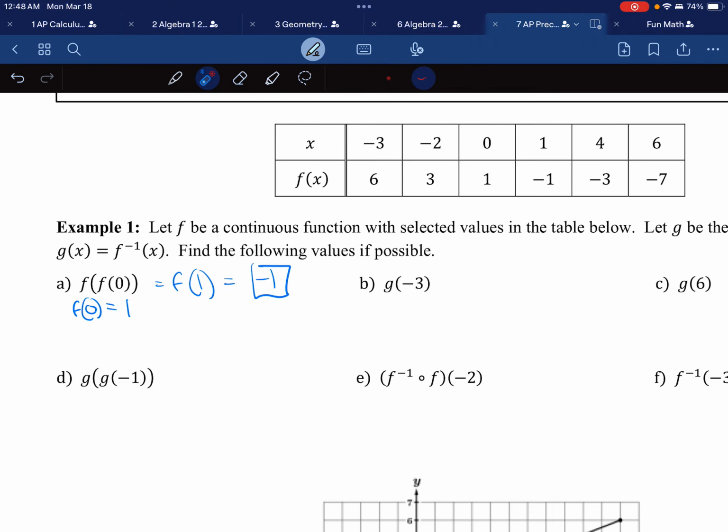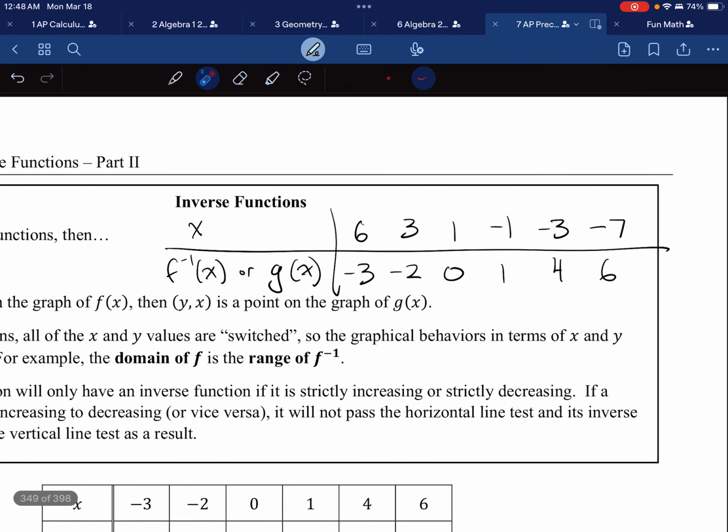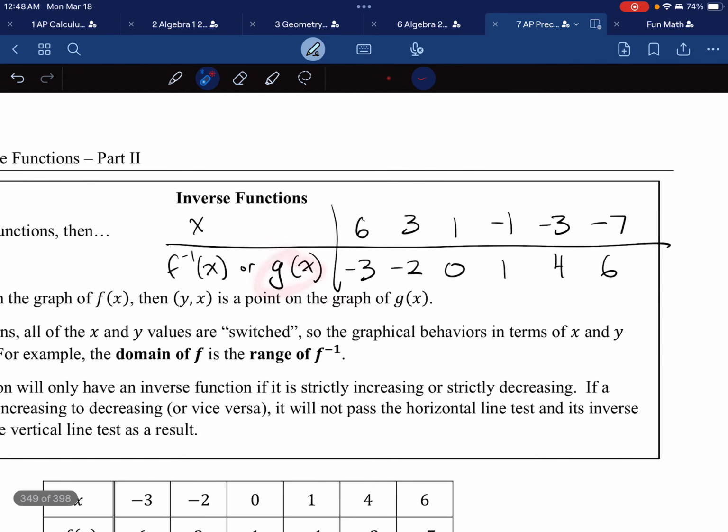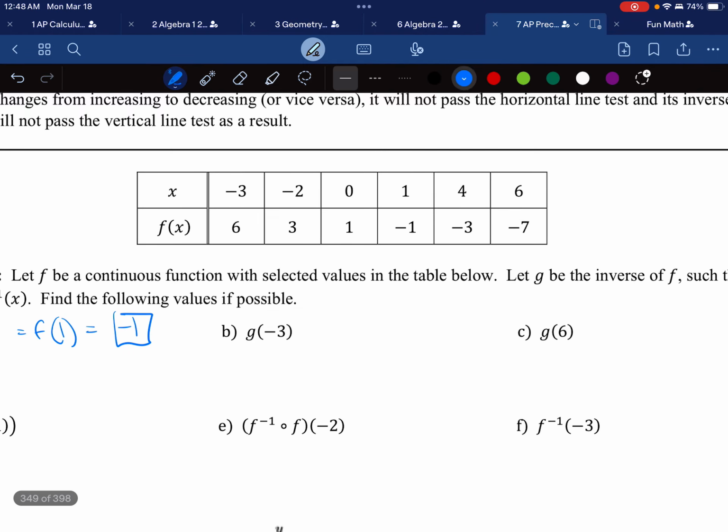All right, I need to do g of negative 3. And I have my inverse function up here. G of negative 3 is 4. So you can come down here and say that this is equal to 4. Now it's asking for g of 6. And again, I could have just used this table and gone backwards.